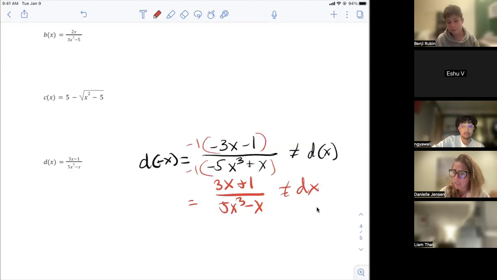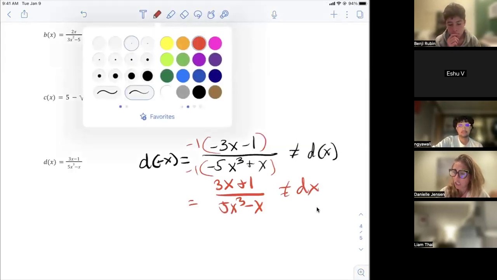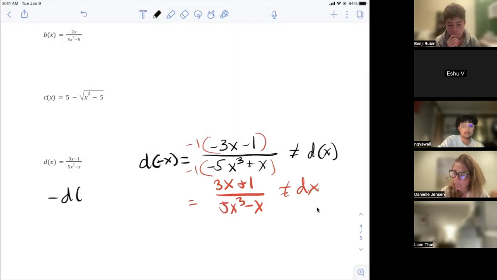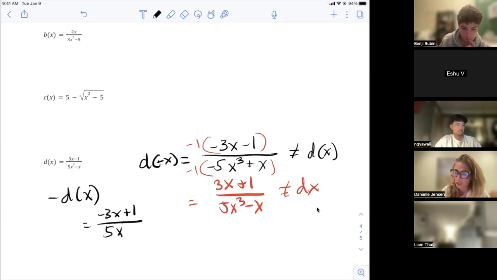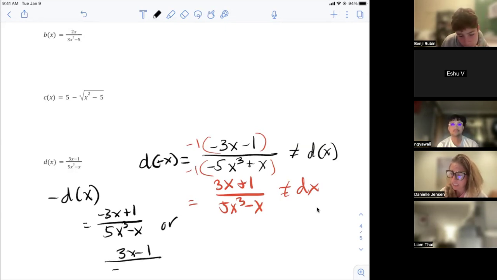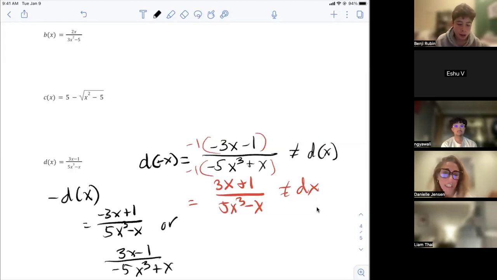If it were to be odd, that means that when I put in -x, it equals negative the function. That means it either has to equal (-3x + 1) over (5x³ - x), in other words distributing the negative to the numerator, or it would have had to equal keeping the numerator the same and distributing the negative to the denominator. Okay, I get it. And it's not equal to either of those.